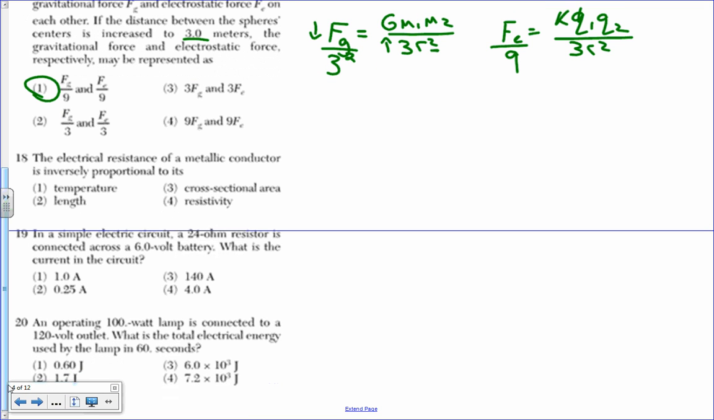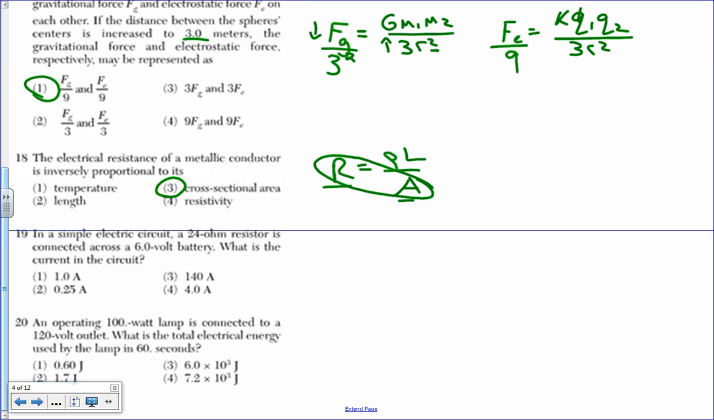Number 18, the electrical resistance of a metallic conductor is inversely proportional to... So we look at the equation, R equals rho L over A, and if we want to look at an inverse relationship, well, there it is. R and A. R is by itself, and A is the element. So cross-sectional area.